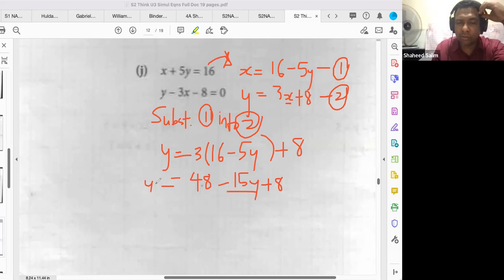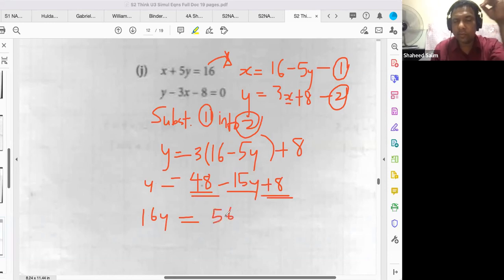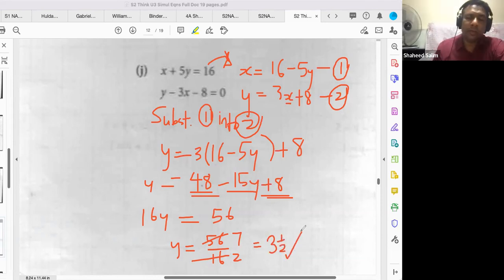Notice there's a y here. I bring the 15y over there, becomes 16y. Why? Minus becomes plus, right? Minus 15y, you bring over, becomes plus 15y. 1y plus 15y equals 16y. And then 48 plus 8 is 56. So what is y? 56 divided by 16. Let me divide by 8. You get 7 over 2, which is 3.5. Okay, this is that for y.